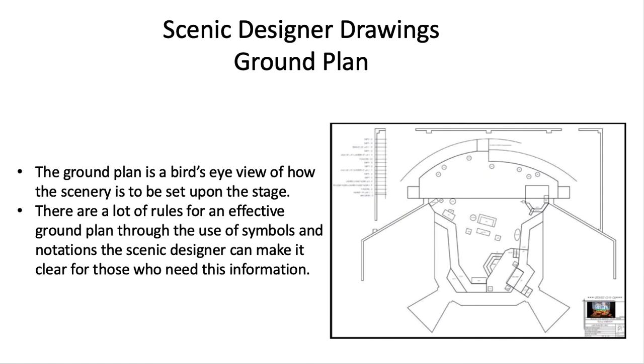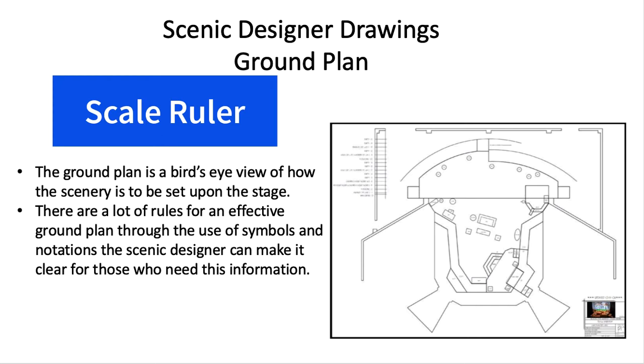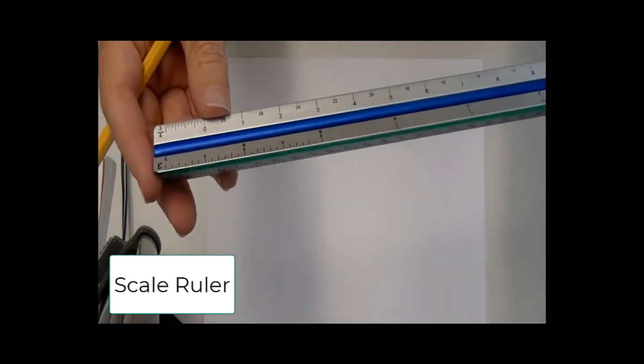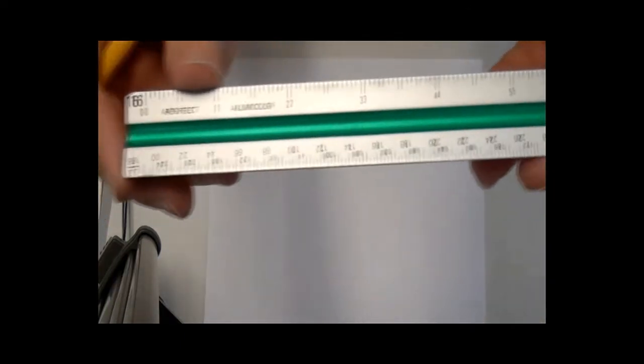We use a scale ruler to measure the drawings to know exactly how large to build that set piece on stage, or where exactly to put all the different set pieces once we move the set onto stage. This next section in the video will show you how to use a scale ruler. A scale ruler is designed to measure something that's small so that it can be built larger.